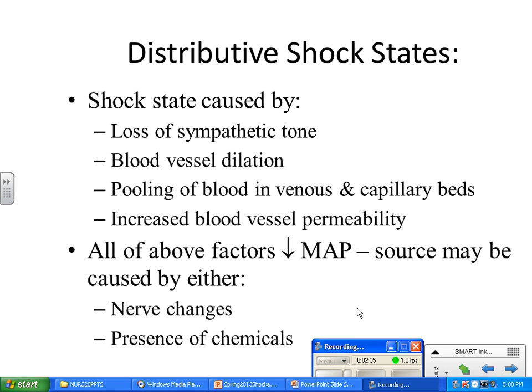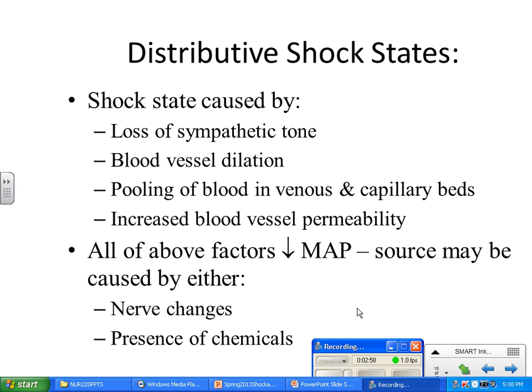Yes, Allison? Sorry, I missed what you were saying. Oh, the presence of chemicals in quotes. So in septic shock, the chemical would be the bacteria that's causing the infection. In anaphylactic, the chemical would be that antigen that causes the allergic reaction.